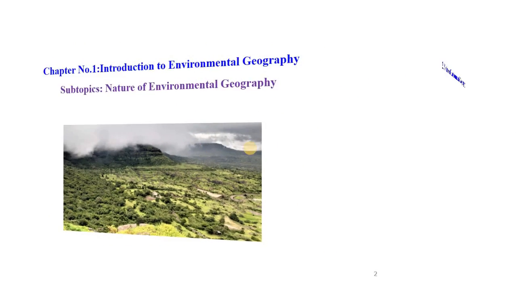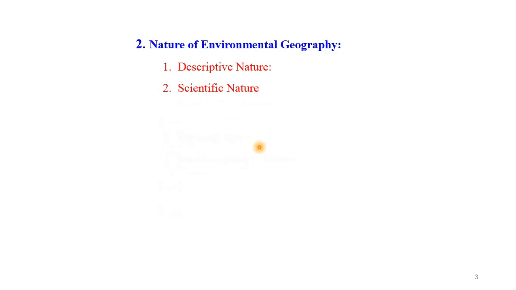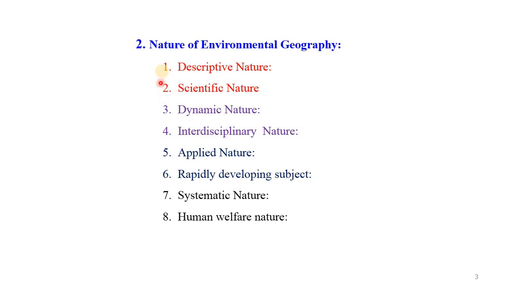Dear students, with the help of 8 subpoints, we are going to discuss this topic, that is the nature of environmental geography. These 8 points are descriptive nature, scientific nature, dynamic nature, interdisciplinary nature, applied nature, rapidly developing subject, systematic nature, and last but not the least, human welfare nature. So all these points, let us discuss one by one.